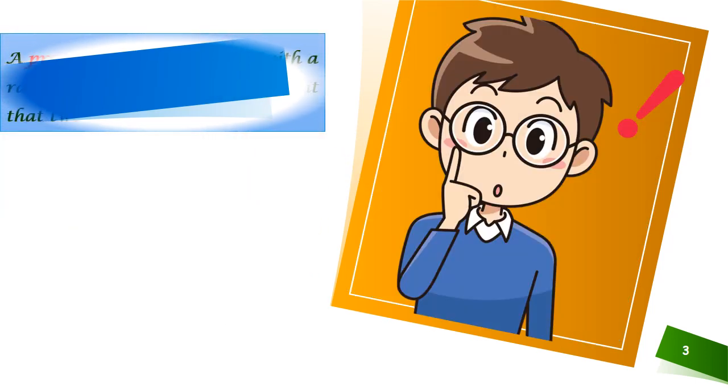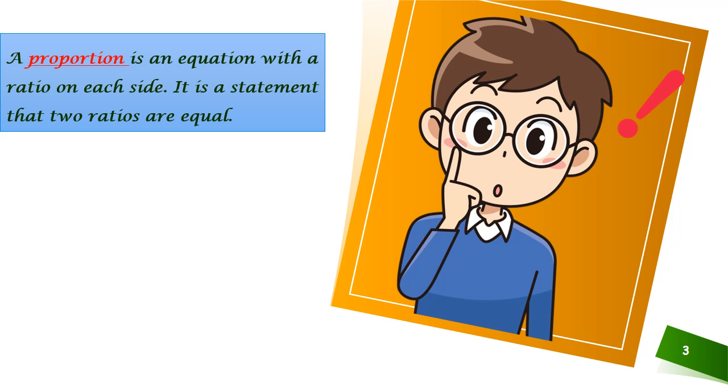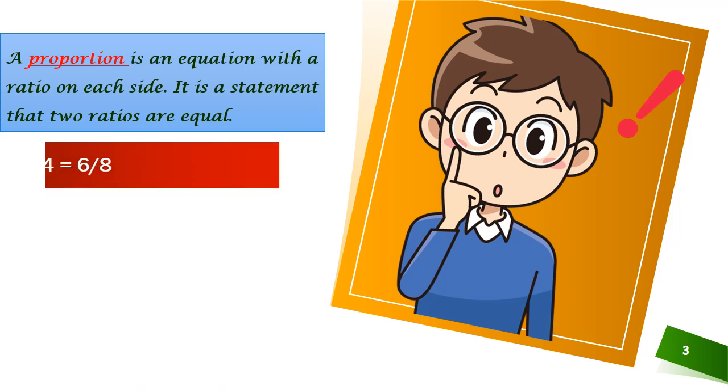Okay, let us understand more what is a proportion. A proportion is an equation with a ratio on each side. It is a statement that two ratios are equal. If you don't know what is the meaning of ratio, please watch the video, The Difference Between Ratios and Fractions. This is a proportion. It's having ratio on each side, and they are equal. It's like an equivalent fraction.